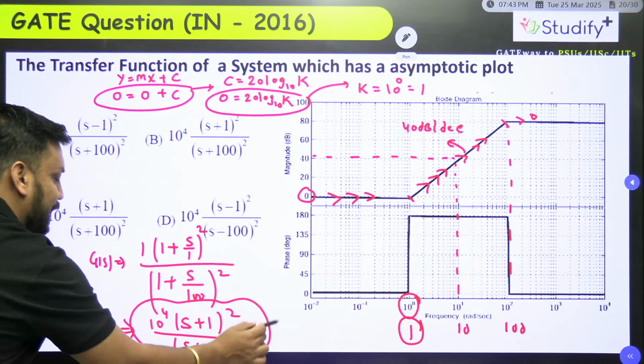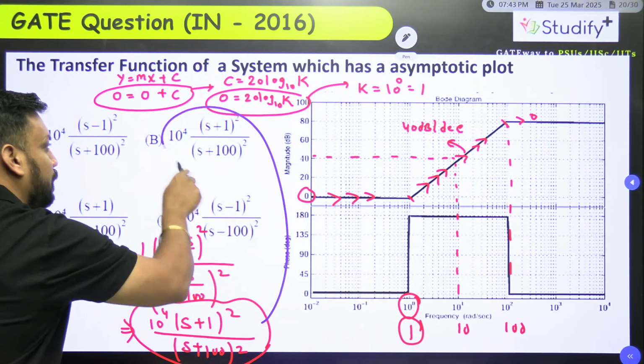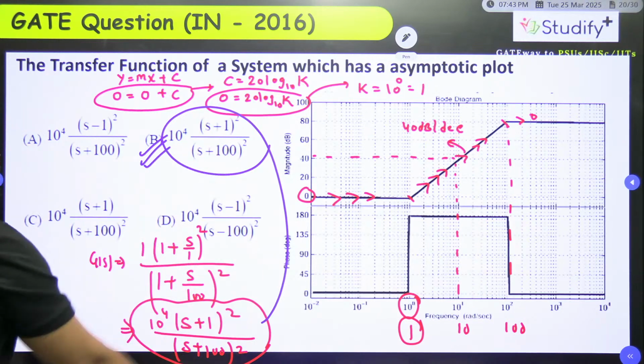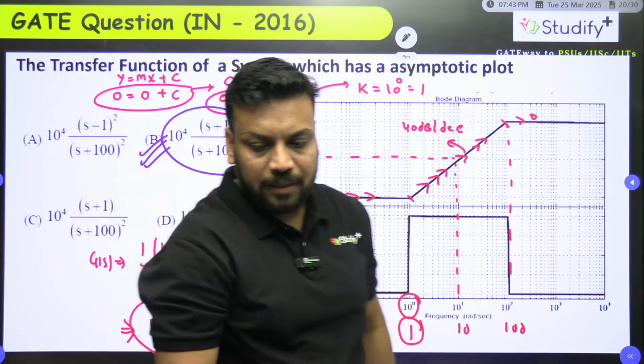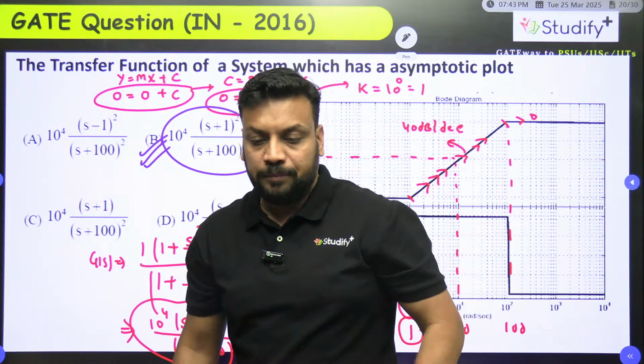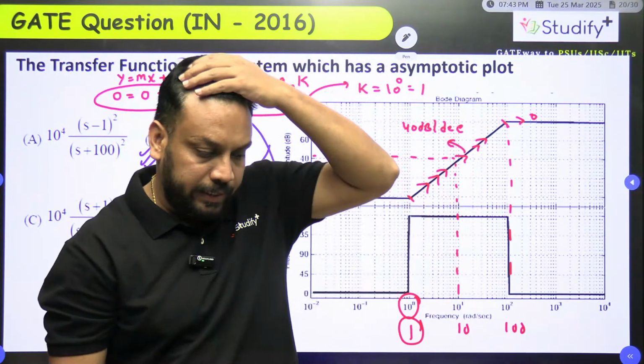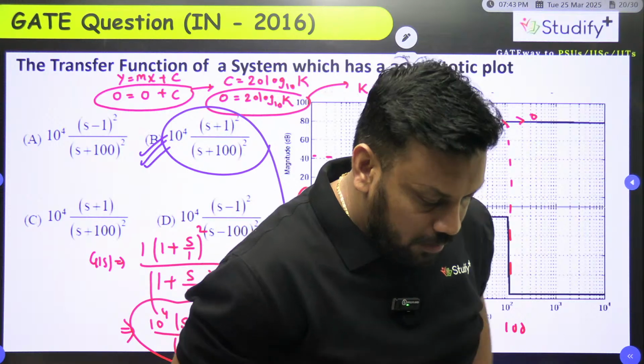And this exactly matches option B, B for Bombay. The correct answer is B here. The final answer is option B here. I hope this is fine, guys. I hope this is crystal clear. Chalo.